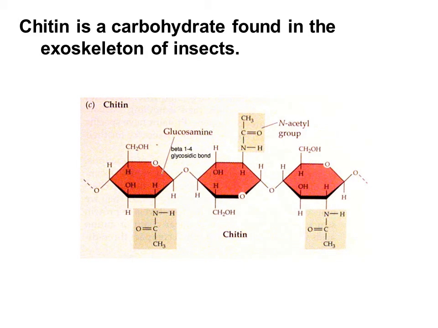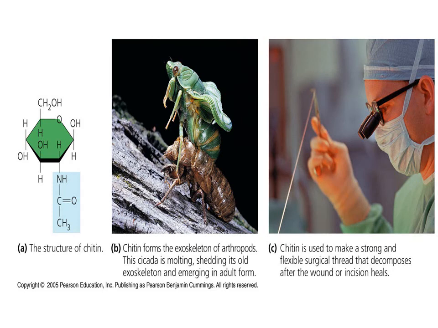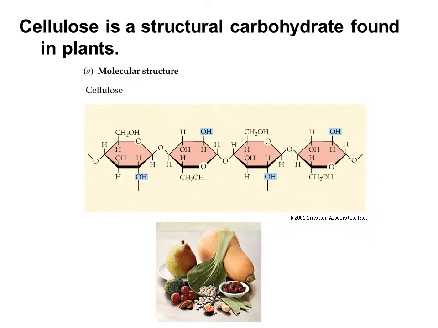The next complex carbohydrate, the next polysaccharide we will talk about, is chitin. Chitin is a carbohydrate found in the exoskeleton of insects. This slide here shows that chitin can be used as a dissolvable stitch seen in medicine. The next complex carbohydrate is cellulose. Cellulose is a structural carbohydrate found in plants. It helps make up the cell wall of a plant.